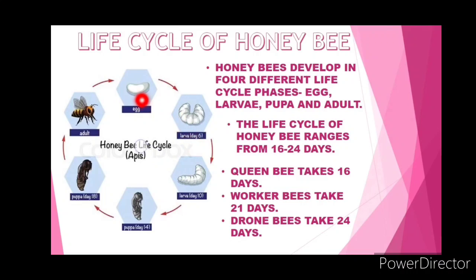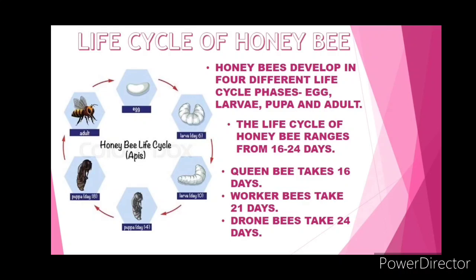So the egg develops into a small larva. Then you can see it is growing. It takes almost 10 days. Then the pupa stage, P-U-P-A, pupa. In 14 days, gradually this larva matures, and it has converted into a pupa. So it takes 14 to 15 days to reach this pupa stage.